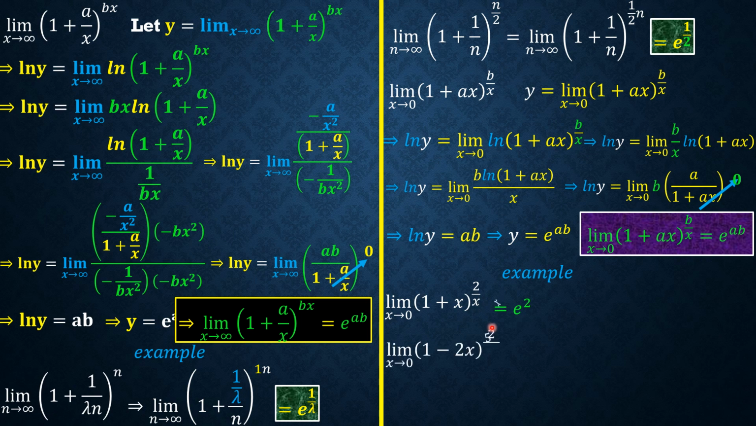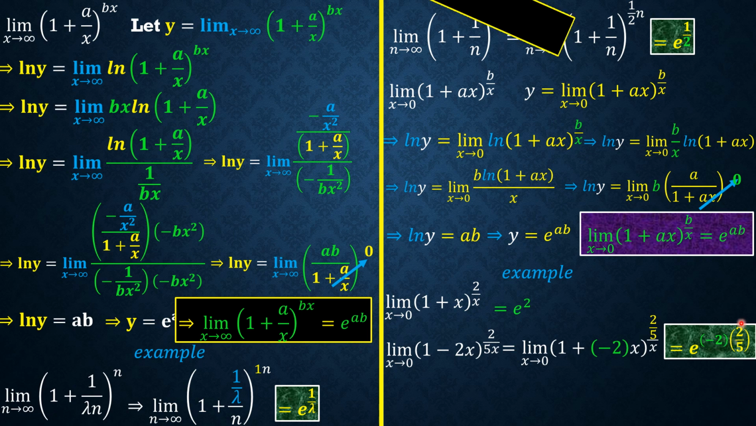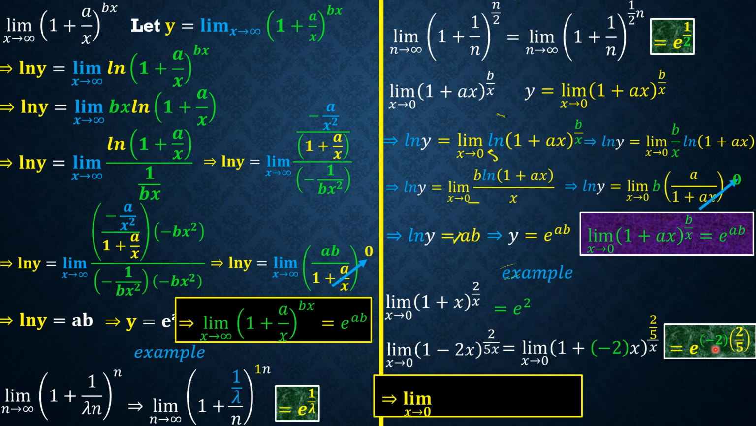Although it wasn't asked, let's look at the limit as x goes to 0 of 1 minus 2x raised to the power of 2 over 5x. So friends, notice that we could arrange this as the limit as x goes to 0 of 1 plus negative 2x raised to the power 2 over 5 over x. So our a in this case is negative 2, our b is 2 over 5. Arranging it, guys, we are going to have an answer of e raised to the power negative 2 into 2 over 5. Simplifying that gives us the limit to be the same as e raised to the power minus 4 over 5.